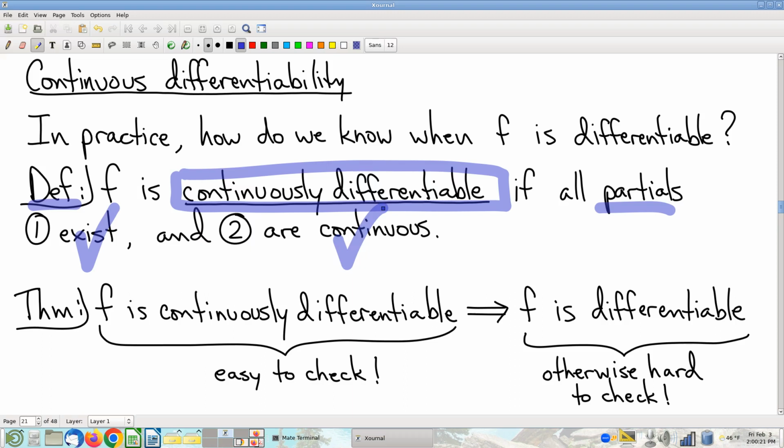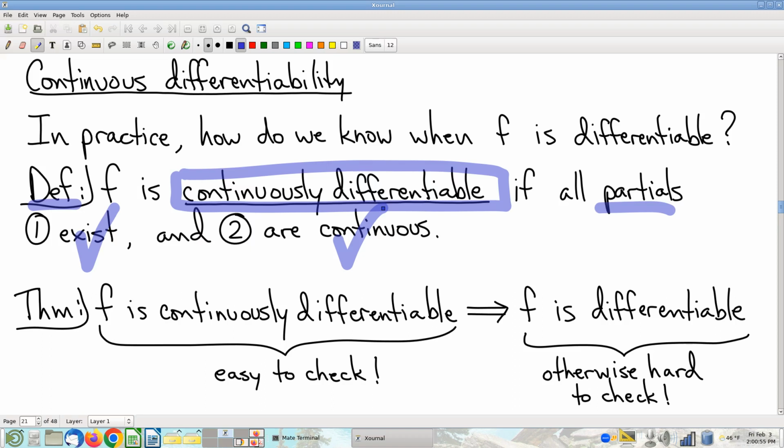Very easy to check. All you have to do is compute partials, world's easiest derivatives. Confirm that nothing explodes. Confirm that they are in one of the many large categories of functions that we already know are continuous. All polynomials are continuous. All exponentials, logs and trig functions, where they're defined, are continuous. Right? All this is kind of stealing from single variable calculus. But usually at a glance, you can just see that a function's a known continuous function.